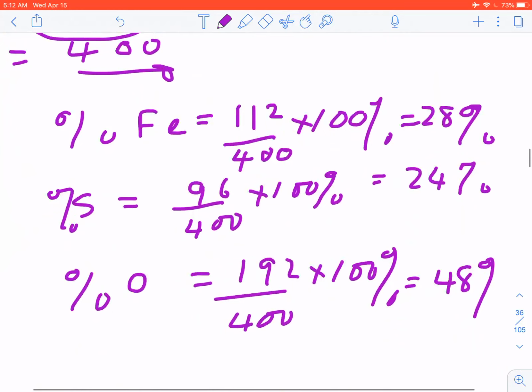And there we have it, right? So, which means that in iron sulfate, 28% is iron, 24% is sulfur, and 48% is oxygen. If I have a 100 gram sample of iron sulfate, it would mean that in there I have 28 grams of iron, 24 grams of sulfur, and 48 grams of oxygen in there, right, within that compound.